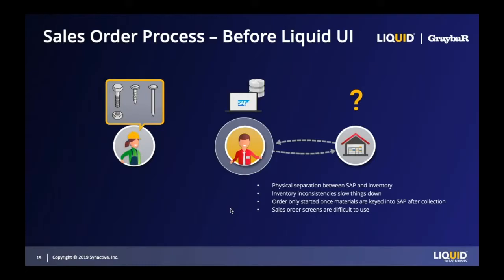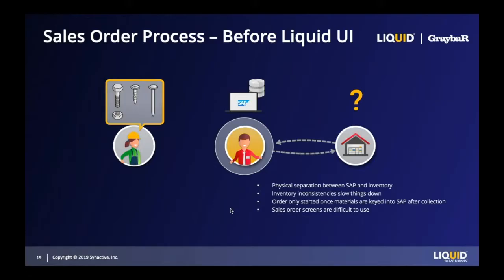Now, here's where the problems began for Graybar, because at this point, the sales rep would need to leave the computer behind, and in doing so, leave their access behind to SAP. They're no longer connected to the SAP system. They're totally offline. They've got this order information printed out on a sheet of paper, and now they're walking through the inventory space building the order.